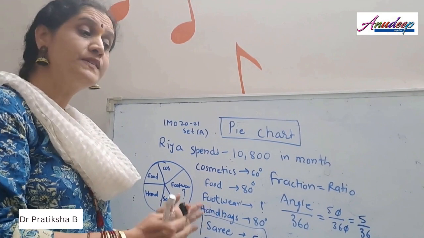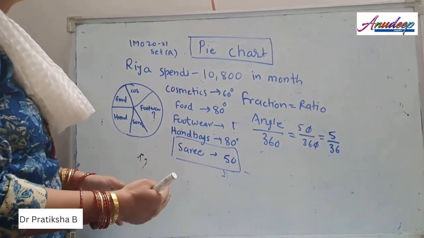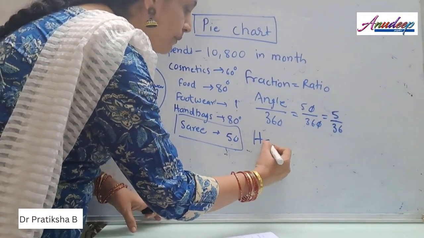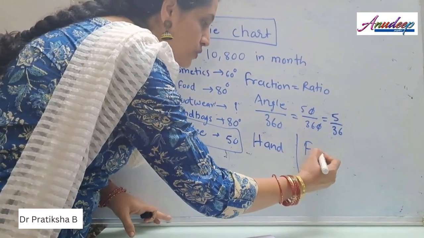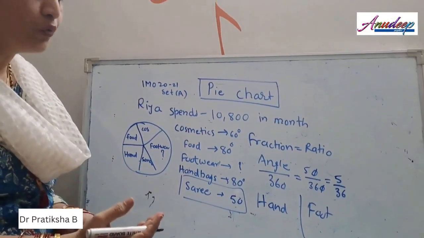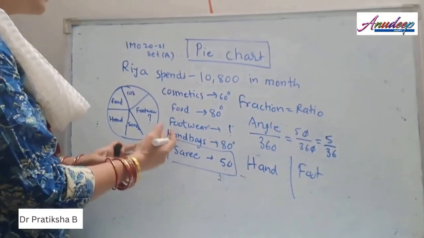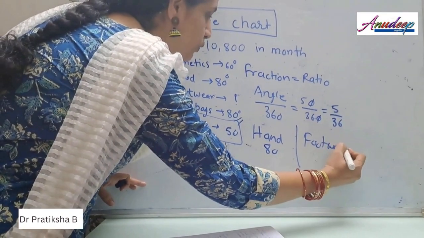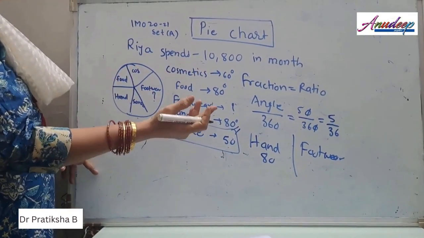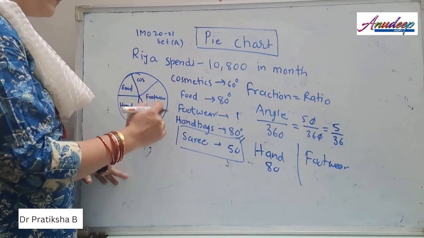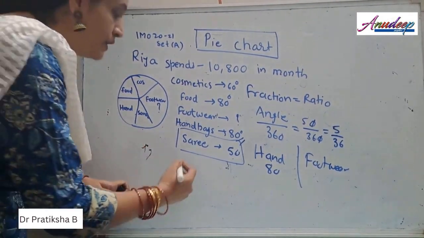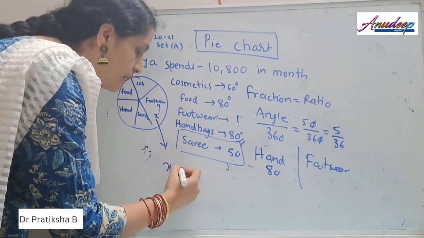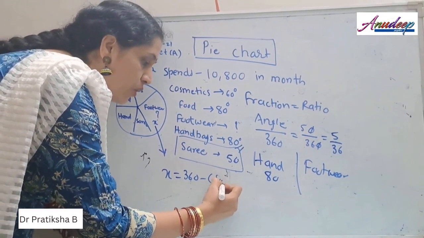Now let us understand the second sub question, where it is asked how much more she spends on handbags than on footwear. So we are talking about the handbag and the footwear, and where she spends less or more is what we need to figure out. For handbag, the angle is 80 degrees. For the footwear, the angle is not given. As discussed in the previous basic concept, if you have not been given one of the angles, the way to find it is 360 minus the sum of the remaining angles.